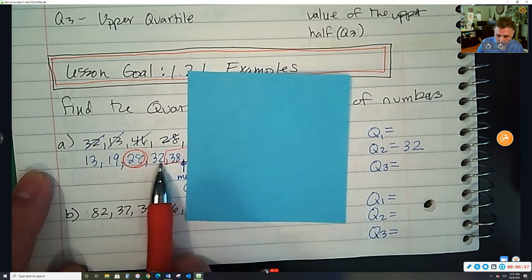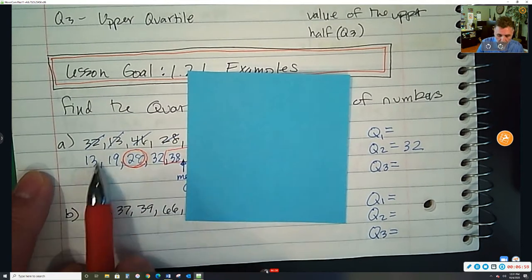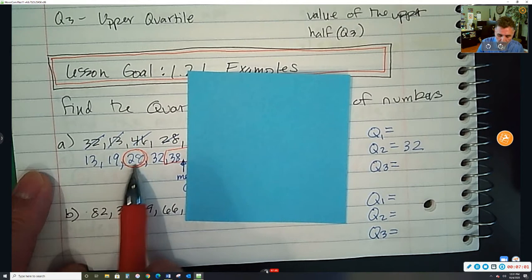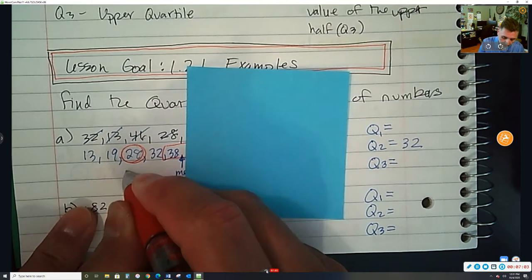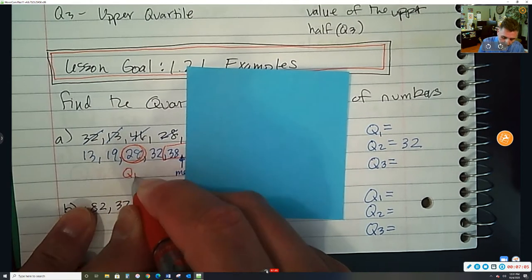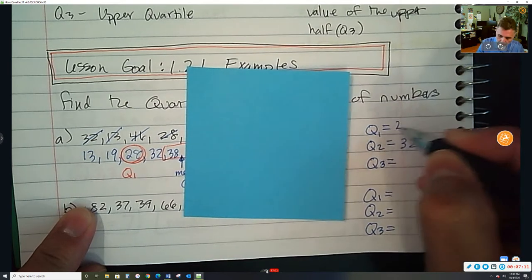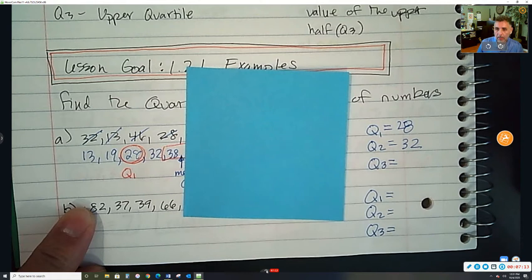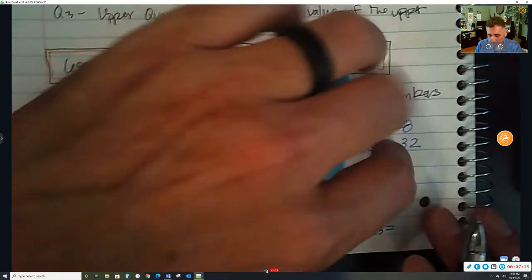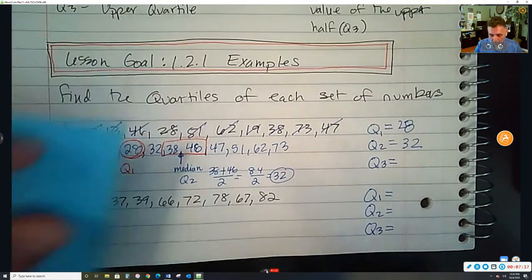How do I know? Look, there's two numbers over here, and there's two numbers over here. So that's the middle. So the middle of the lower half is quartile 1. Okay, so that is 28. I'm going to put it on my answer side. And then I'm going to say, okay, now I want to find the middle of the upper half.